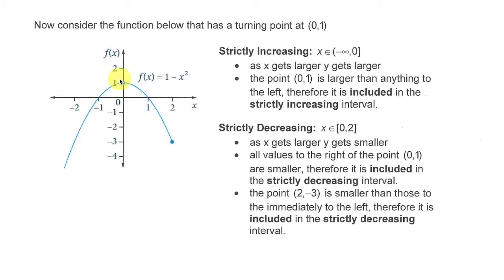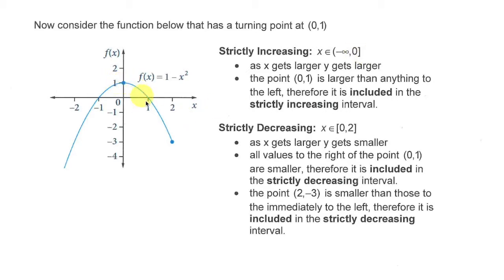We're not talking about the gradient here, okay? We're talking about the values of y. As x gets larger, are the values of y getting larger? And they are, between negative infinity and 0, including that 0. So that's why we come up with strictly increasing. X is an element of the interval negative infinity up to 0, including the 0.